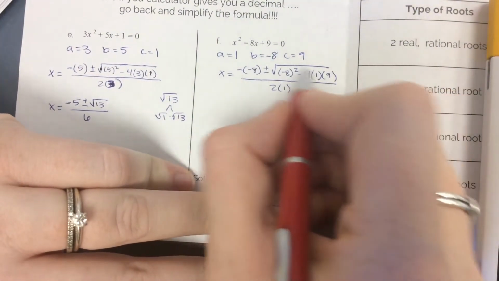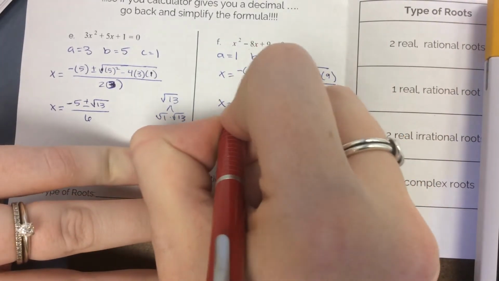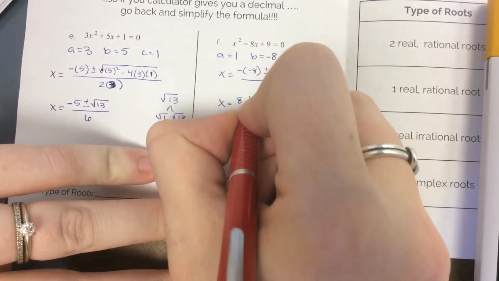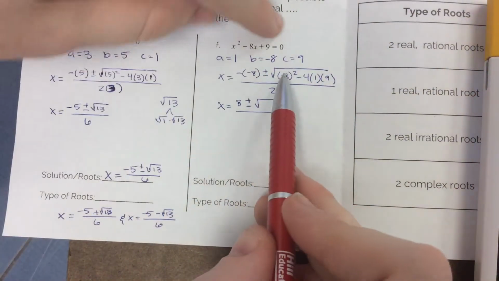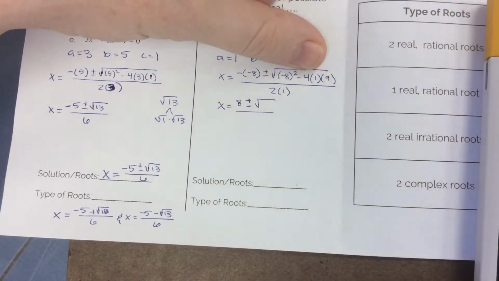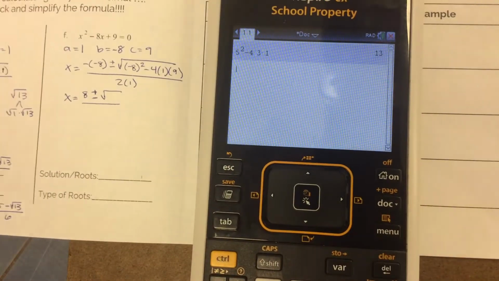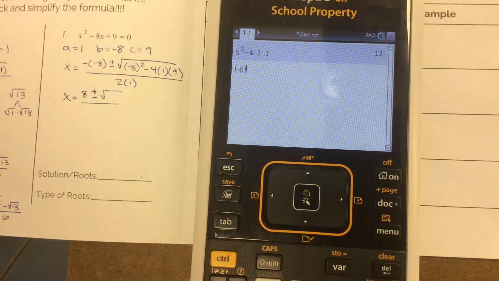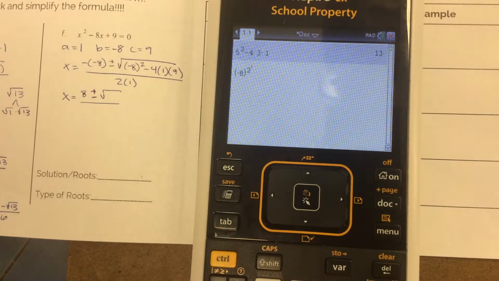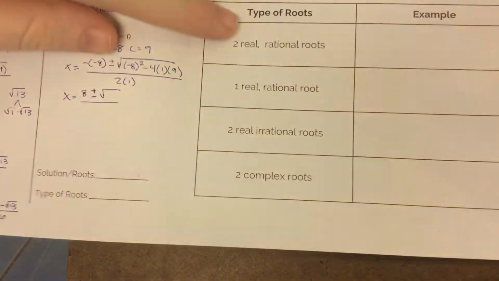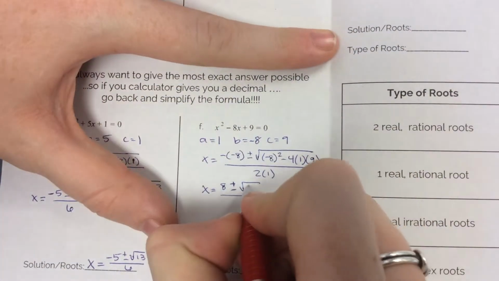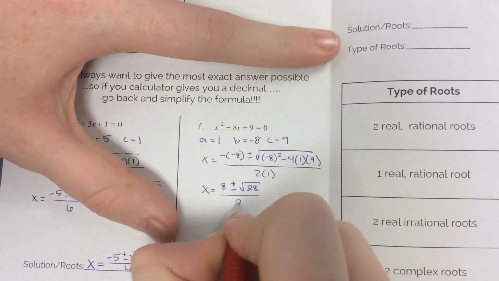From here, we simplify what's in the square root. So we got x equals a negative negative 8 is a positive 8, plus or minus the square root of negative 8 squared minus 4 times 9. So you can plug that into your calculator. Use parentheses, negative 8 in parentheses, then square it on the outside of the parentheses. Minus 4 times 1 times 9 inside your square root, you should get 28. So we write a 28 here, divided by 2 times 1 is 2.